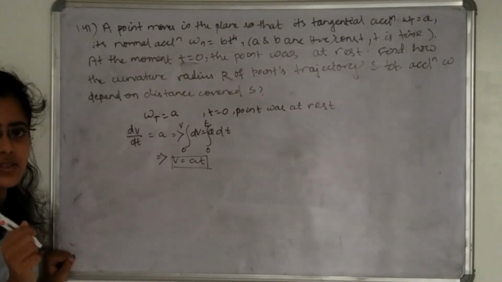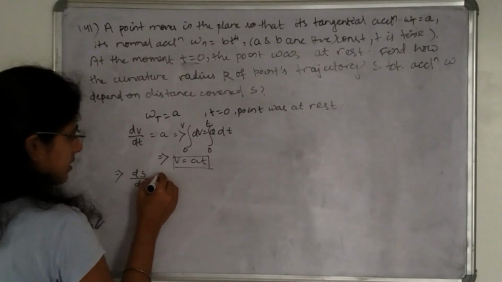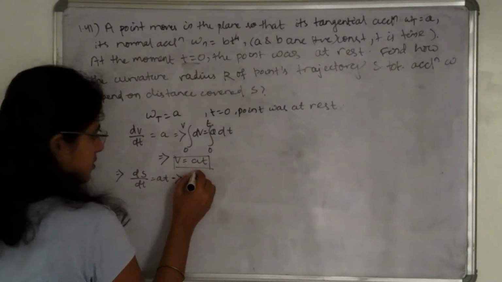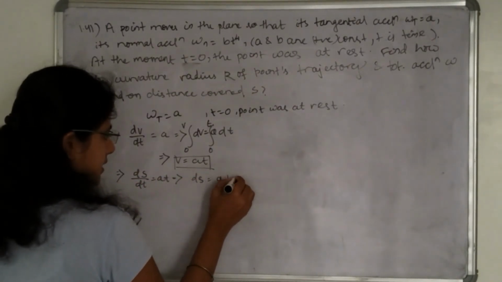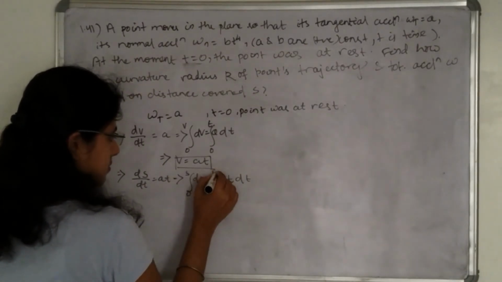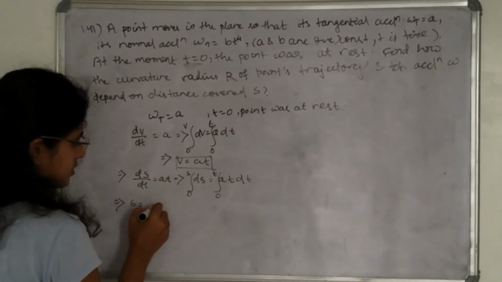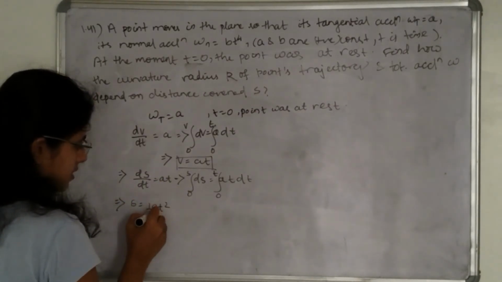Again integrate this. You can find the distance covered. v is equal to ds by dt, so ds is equal to a t dt. S is equal to how much? a t square divided by 2.